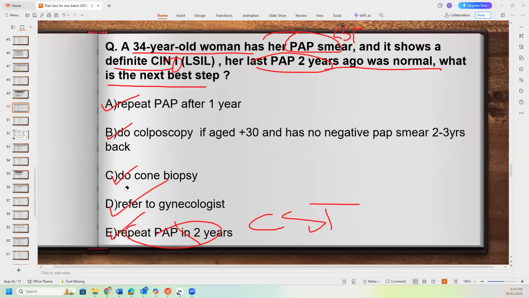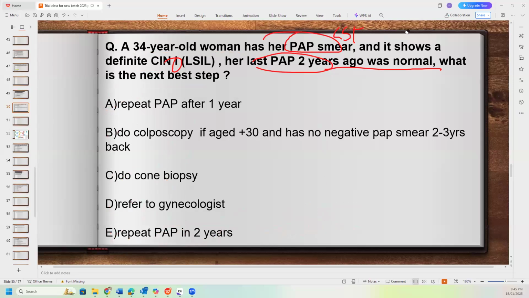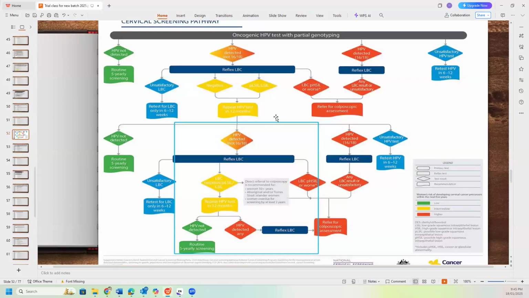All right, as I said before, you need to know about the cervical cancer screening test so that you can give an answer based on that. Have a look at this. The cervical screening test consists of 2 things in which we test HPV partial genotyping and liquid-based cytology. So when you do partial genotyping and no human papillomavirus is detected, we do routine 5-yearly screening. The 5-yearly cervical screening test is done from the age of 25.